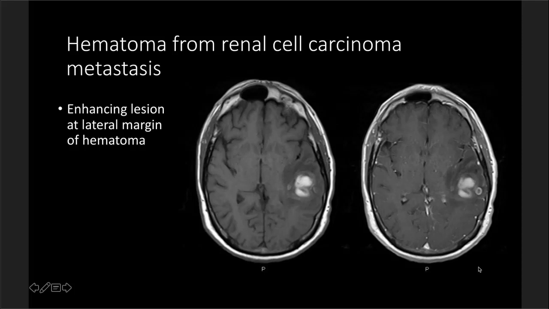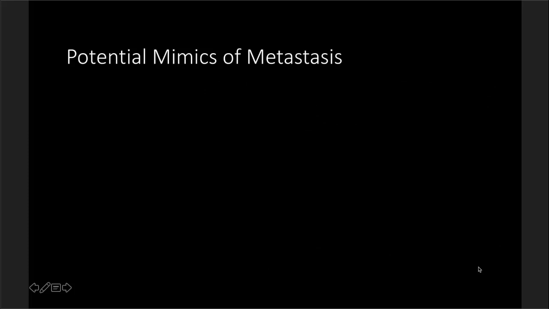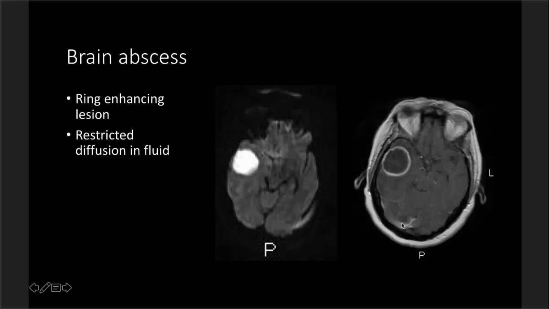Potential mimics of metastasis, we have a few. Brain abscess is one of them. So when we look in this patient on the T1 post-contrast image, we have a ring-enhancing lesion in the right temporal lobe, ring-enhancing and no enhancement centrally.